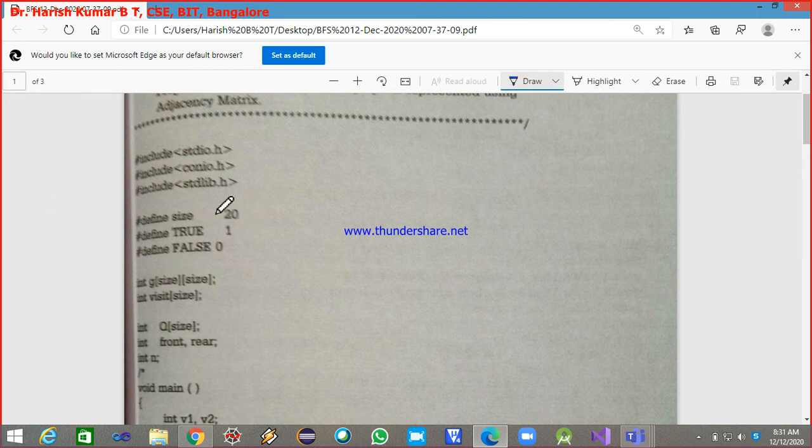I'm defining the size as 20, and then I've taken one more Boolean macro with the name TRUE, initialized to false, and another one FALSE, defined with the value 0. Then I'm creating a graph, this adjacency matrix with the name G, size by size, 20 by 20. That means you can have a maximum of 20 nodes inside your graph.